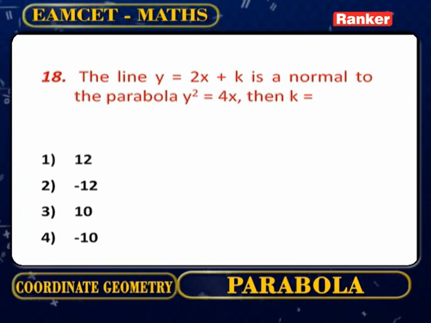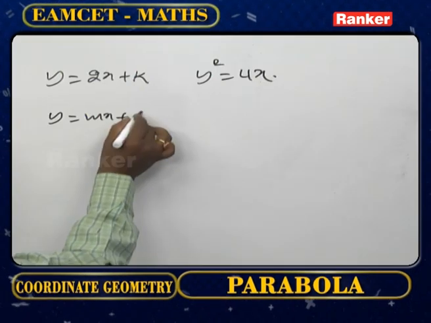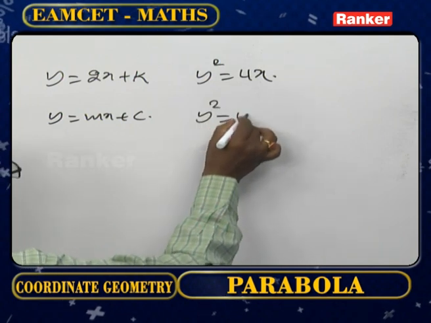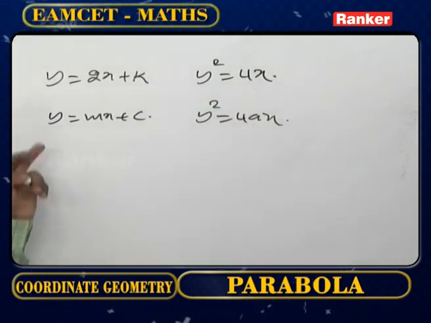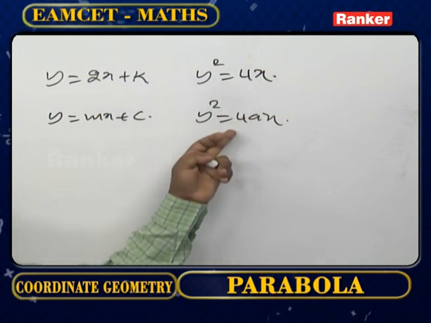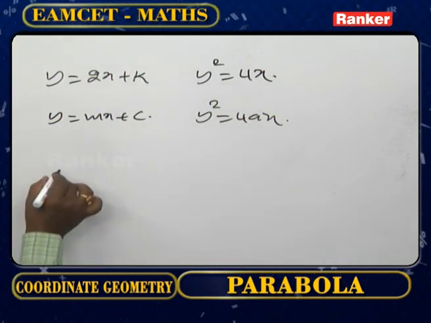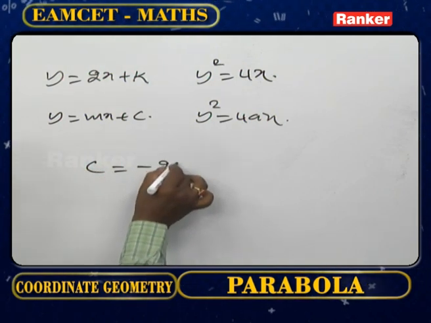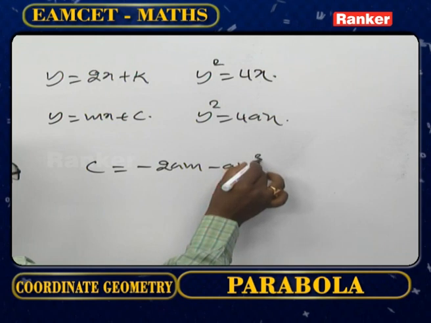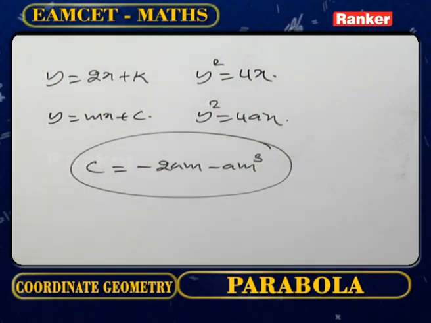Next, the line y equals 2x plus k is a normal to the parabola y square equals 4x. Then k equals, we require the value of k. Suppose the line is y equals mx plus c and the parabola is the standard equation y square equals 4ax. If the line y equals mx plus c is a normal to the parabola y square equals 4ax, then the condition is c equals minus 2am minus am cube.